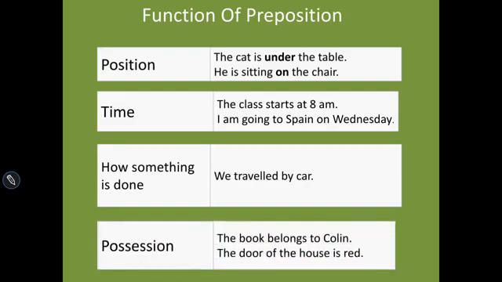Possession. It also tells us what we have or what a particular thing belongs to. For example, the book belongs to Colin. Whose book is it? Of Colin. So this book belongs to Colin. The door of the house is red. What is red? Door. Of what? House. Here of tells us the relation of door and house.